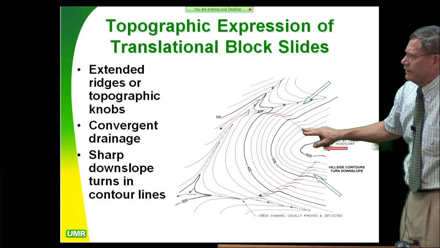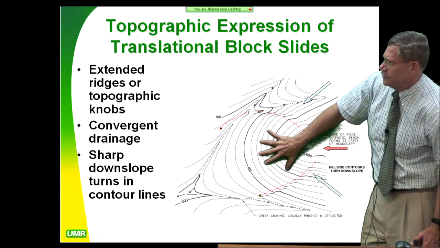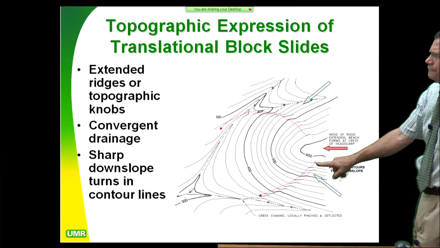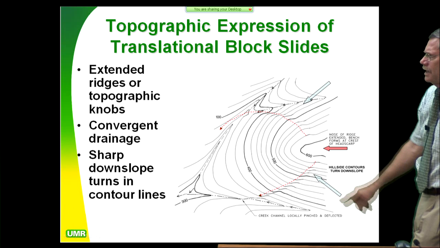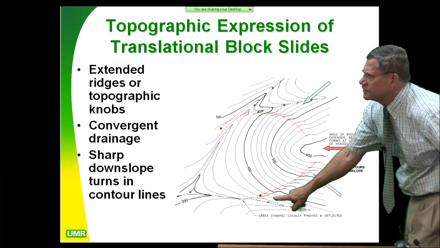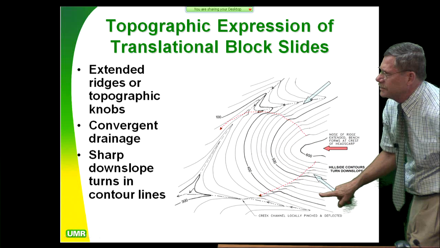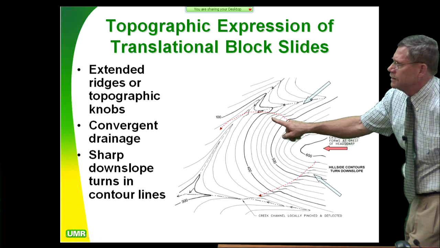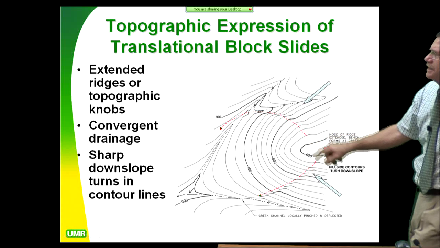If you've got one coming up like this and another one coming up like that, this whole mass probably moved a little bit. So I have these convergent drainages, and I have sharp downslope turns in the contour lines. These are the sharp downslope turns. And that's because this thing's moved over. So this contour comes up, turns, and then comes around, turns, comes around again. Ouch. So that's a dead giveaway.